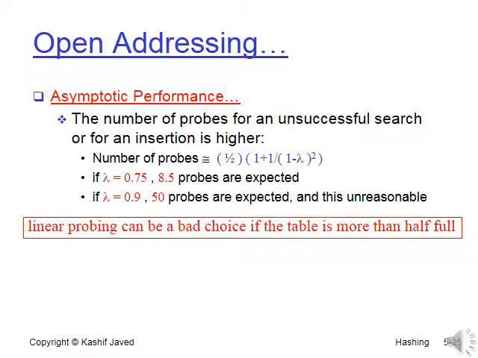So in a nutshell, if the load factor is too small, then you will have too many empty entries compared to stored entries in the array or in your hash table. If the load factor is too large, clustering will happen and the hash table will become inefficient. So the typical choice is for the load factor to be 0.5, which implies 2.5 probes are expected. Linear probing can be a bad choice if the table is more than half full.